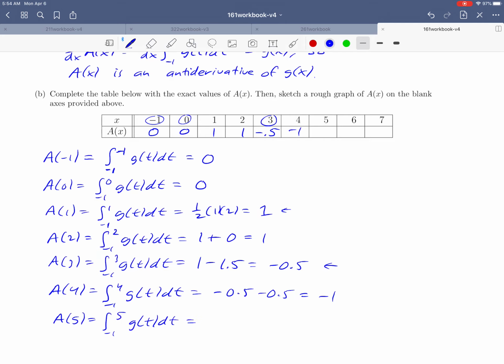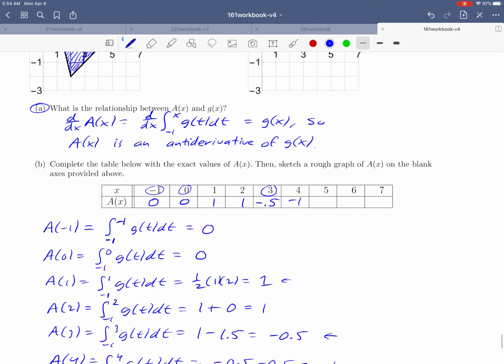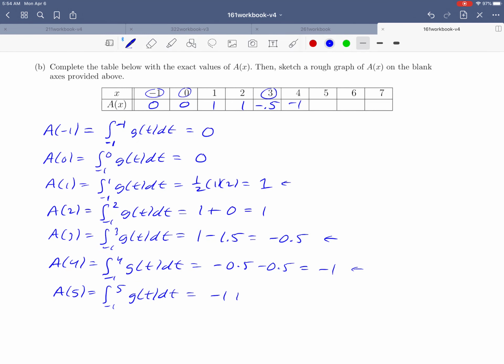We're integrating from -1 to 5, which means we're going to take the -1 that we had at the step above, and go back to our graph and see what's going on between 4 and 5. Now we're back above. We're going to add a triangle that has area 1/2. So -1 plus 0.5 is -0.5. Okay, almost there.